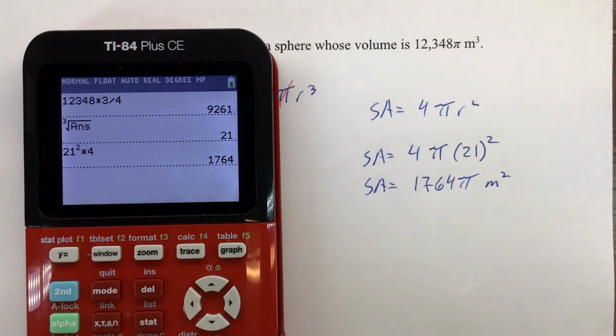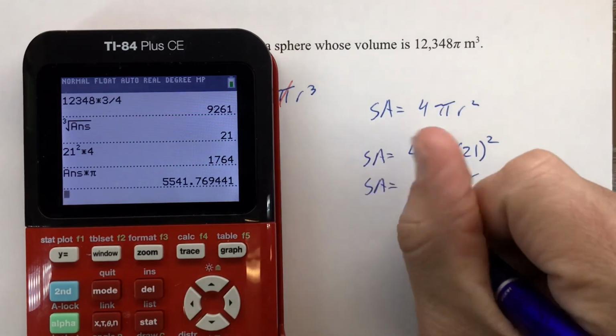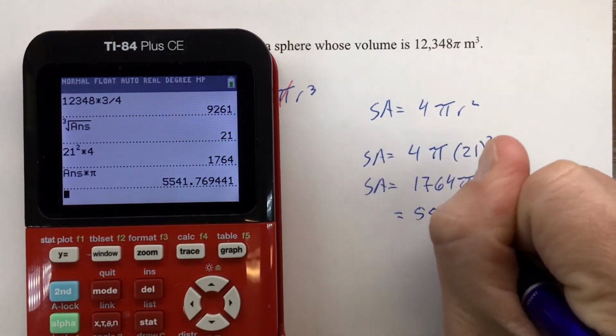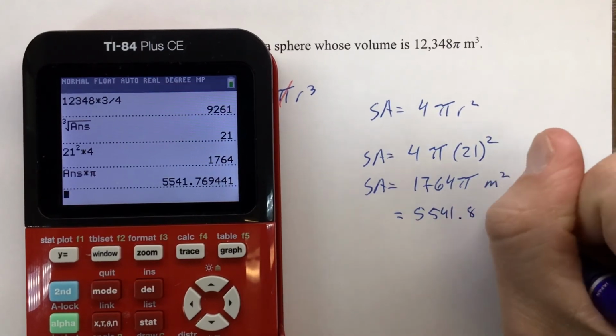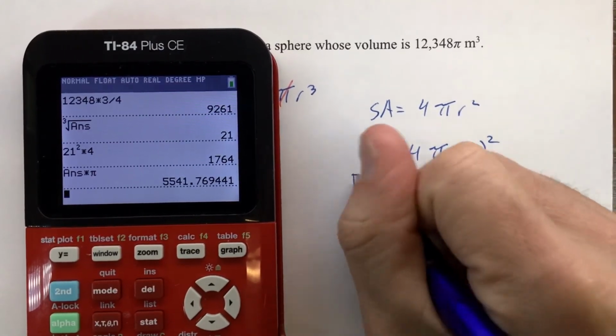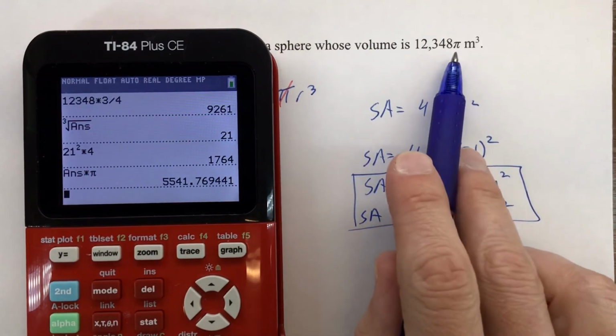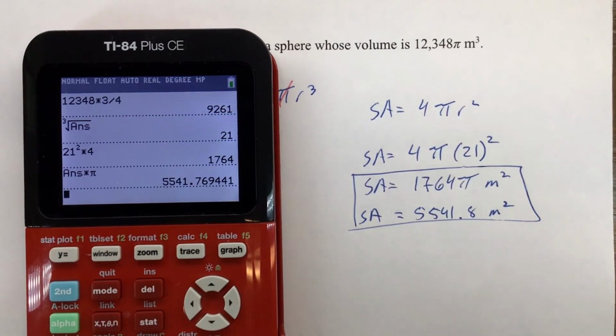However, you can evaluate as a decimal, just multiply by pi. You also get 5,541 point, let's just call it 8. That'll be meters squared. Okay, so both answers are good. The reason this is good is because it starts out in terms of pi.